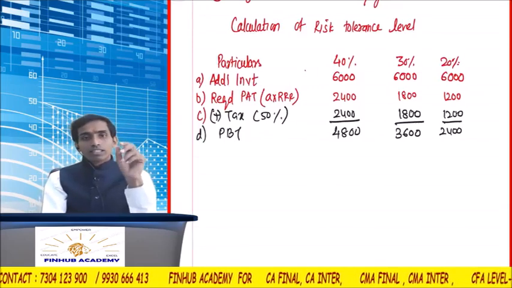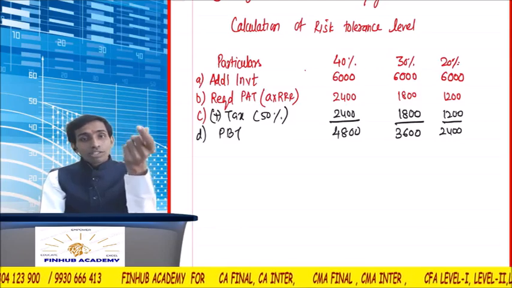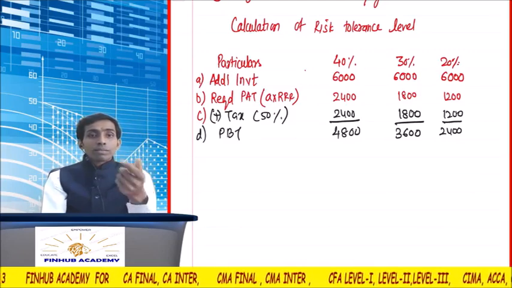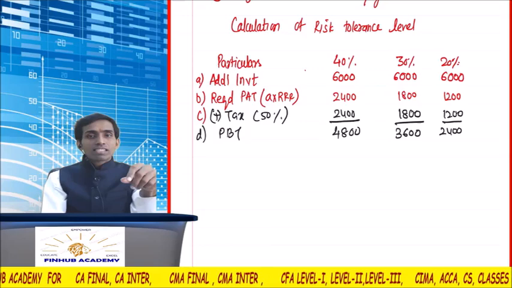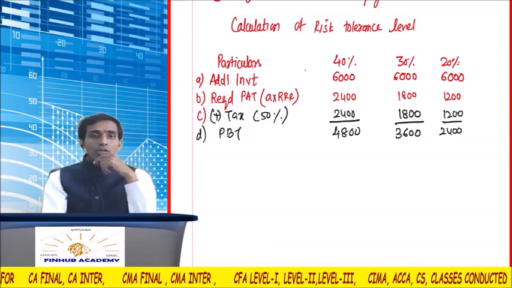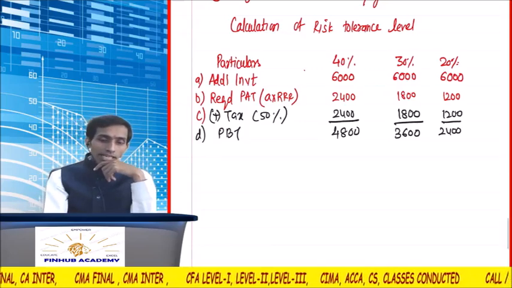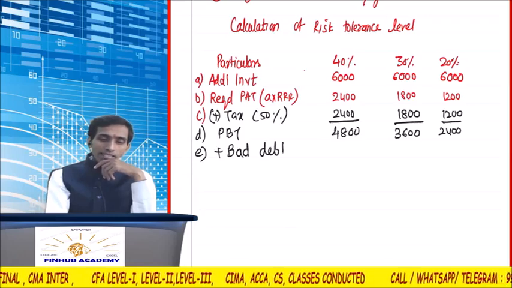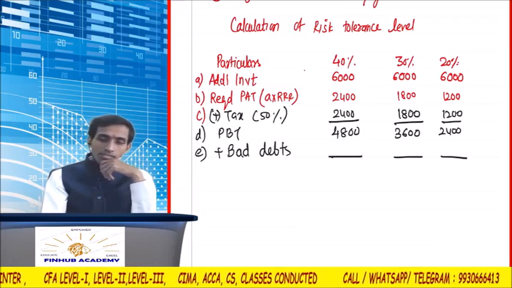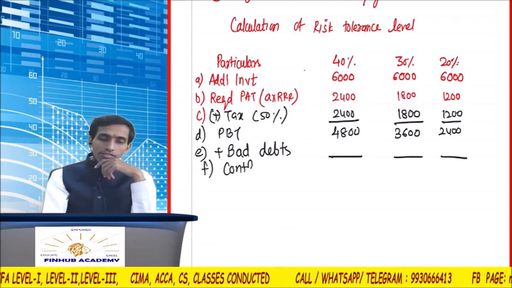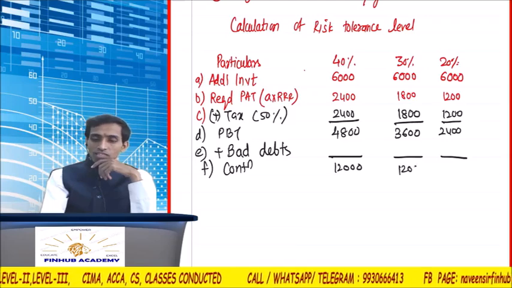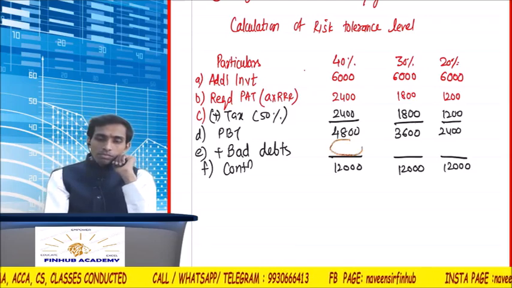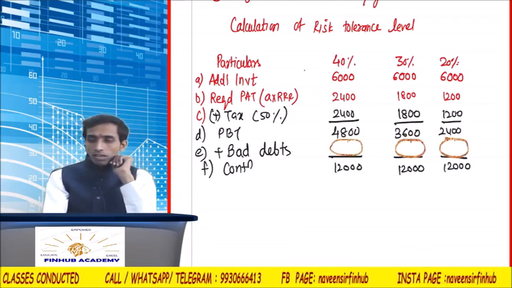I am going in reverse order. From contribution, when I deduct the bad debts, what do I get? PBT. From contribution, when I deduct the bad debts, additional contribution, that is PBT. See the format, correct? So in PBT, I will have to add the bad debts. I am going in reverse order. My contribution was 12,000, keeping the level of sales same. So what is the difference? The balancing amount is the bad debts amount.